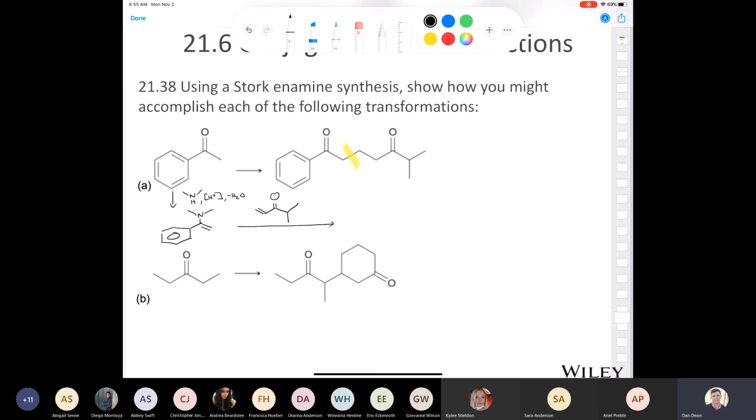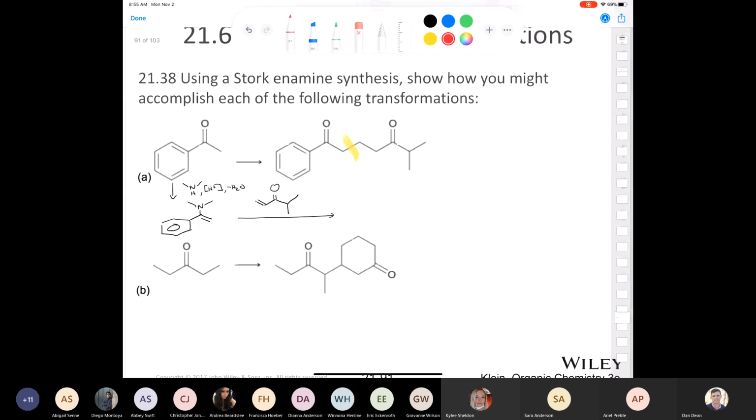What that's going to do is that the enamine is going to behave as the Michael donor. We could even draw the curved arrows for this, like that. And then we're going to end up with this intermediate, something that looks like this. In this position, we're going to have an iminium ion.